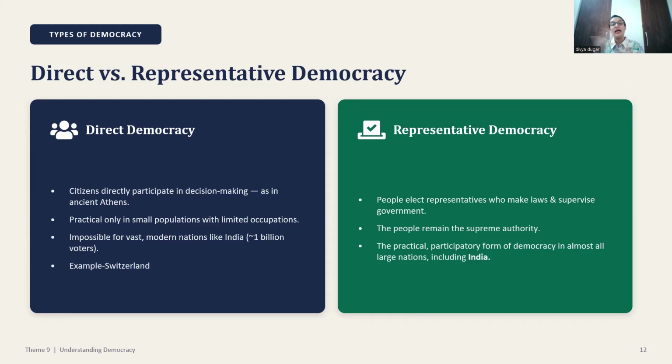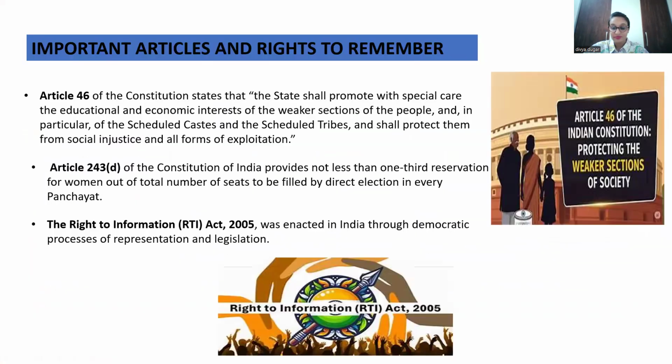Now another type of democracy is representative democracy, which we follow in India, students, where people elect their representatives. We choose someone who can take decisions on our behalf. So people are the supreme authority. India is the best example of representative democracy. I hope it's clear, children. There is no doubt. Let's move to the next slide.